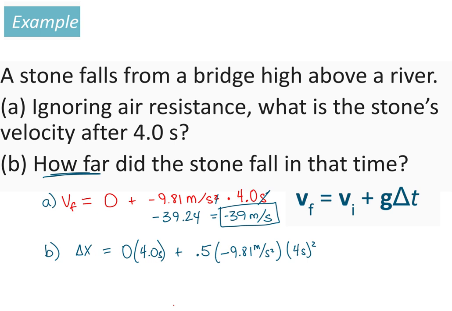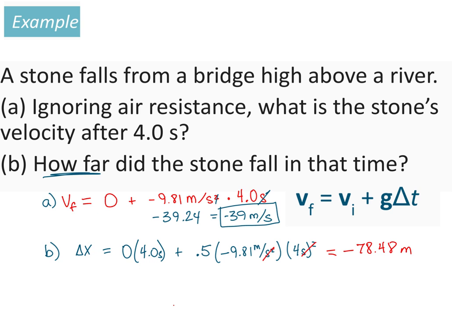So units, good question on units. I have seconds squared here, and it's going to cancel out with seconds squared there. So I'm going to end up with meters, which is how far. Right? When you do this, you should get approximately negative 78.48 meters.